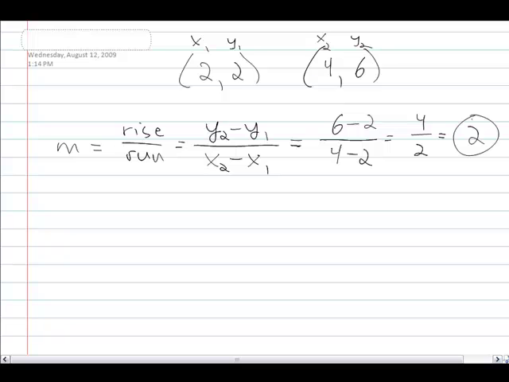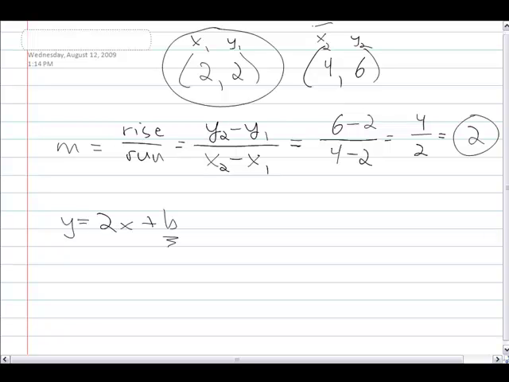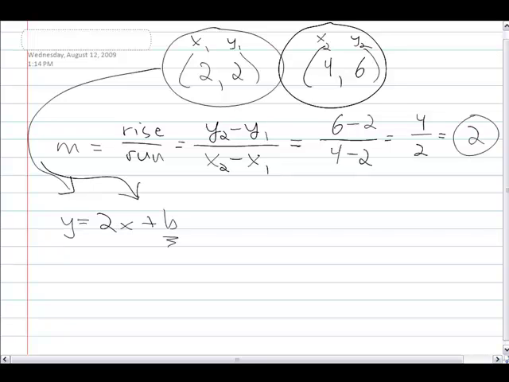Now that we have the slope, let's see what our equation in slope-intercept form will look like right now. We'd have y equals 2, instead of m, because we found our slope, x plus b. But we need b, otherwise we don't have the equation of the line. So what we're going to do now is take one of these points that we know, an x and y value, either one that we want, and plug them into the x and y here, and then solve for b.